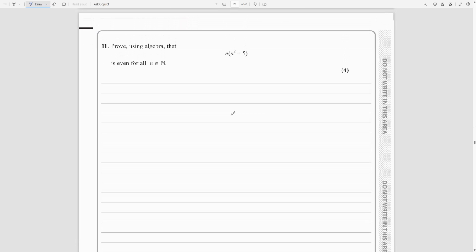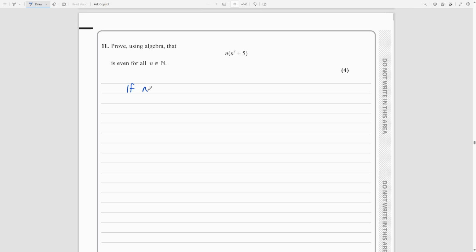Question 11. Prove using algebra that n times n squared plus 5 is even for all n. All right, so how are we going to approach this? Well, probably a useful way of approaching it is to think about whether n is even or odd. Because clearly, if n is even, then this expression is even. If n is odd, then that bit's odd, but what we've got is an odd square plus 5, which is going to be even. So basically, either n or n squared plus 5 is always even. And I just need to show this when n is even and when n is odd.